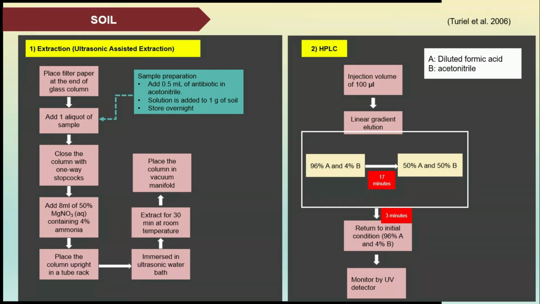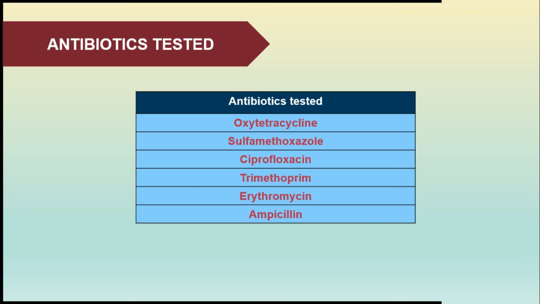In the HPLC system, the injection volume is 100 microliters. And in linear gradient elution, the solutions that will be used are diluted formic acid and acetonitrile in 2 different compositions. And at last, the antibiotics in the sample will be monitored by a UV detector. Here are 6 antibiotics that will be tested in this research. They are oxytetracycline, sulfamethoxazole, ciprofloxacin, trimethoprim, erythromycin, and ampicillin.